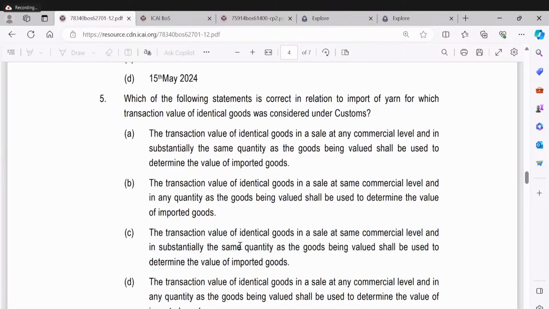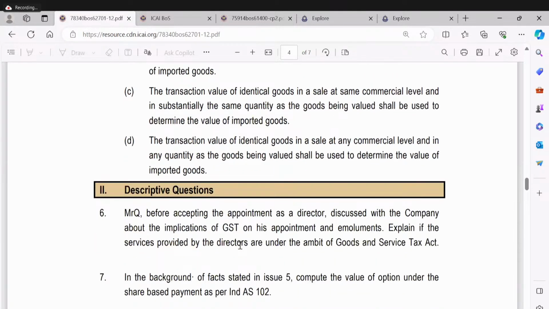Okay. So all of you who have given the correct answers are right that option C is correct, because the transaction value of identical goods can only be accepted as the transaction value for our goods when they have been imported. These identical goods have been imported at the same commercial level and in the same quantity as the goods being valued. Now we come to the next question.